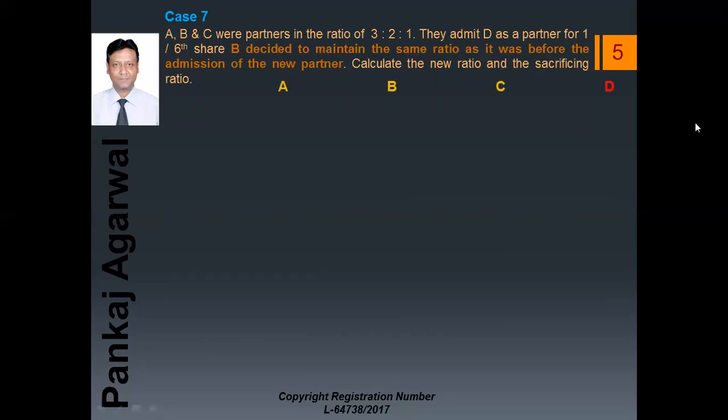Now A, B and C are old partners, whereas D is admitted as a new partner. The old ratio between A, B and C was 3:2:1. D is admitted for 1/6. B decided not to alter his share. Now we will calculate the remaining share after B plus D. That is, B's share is 2/6 plus 1/6.